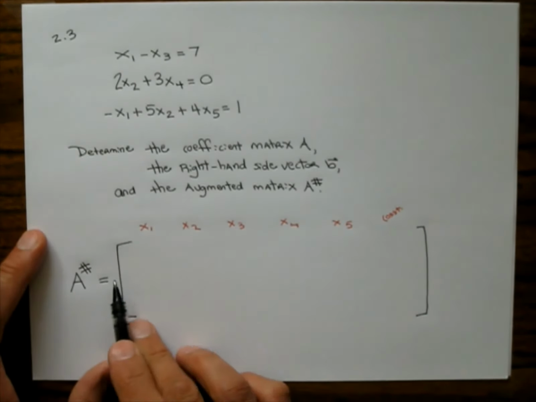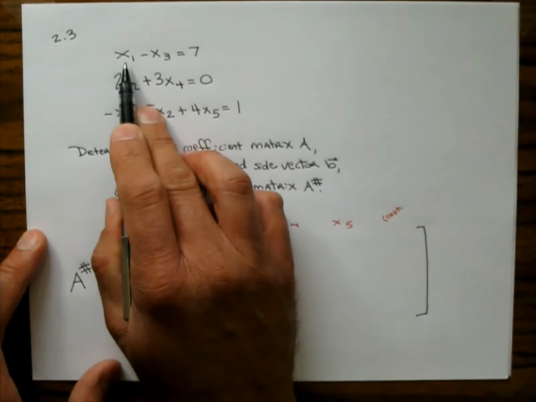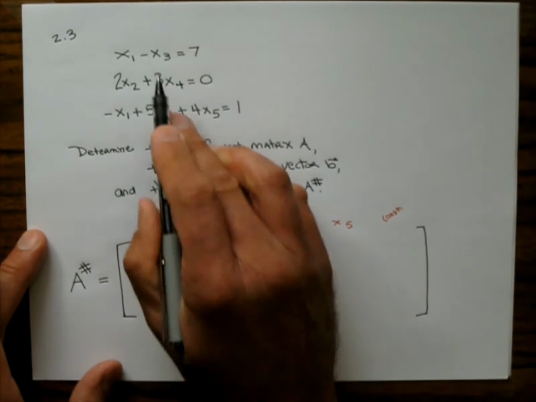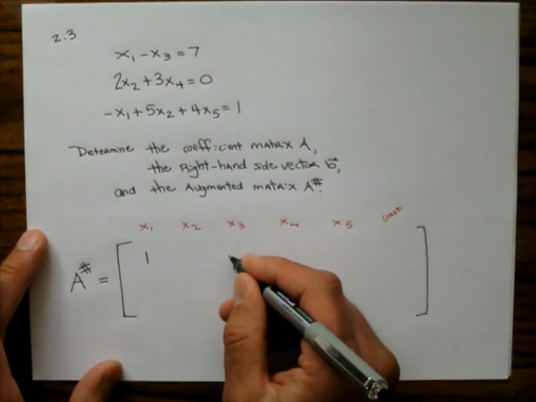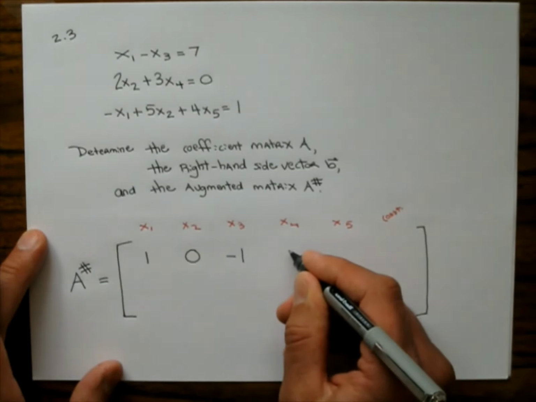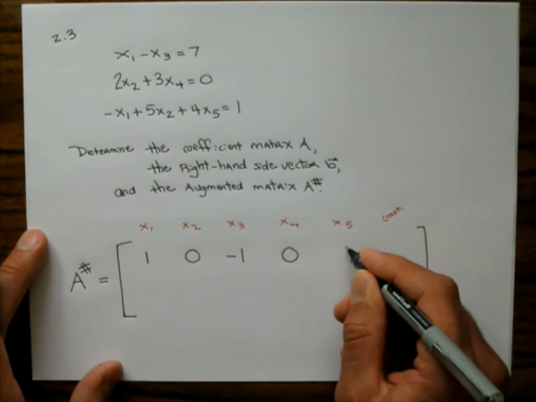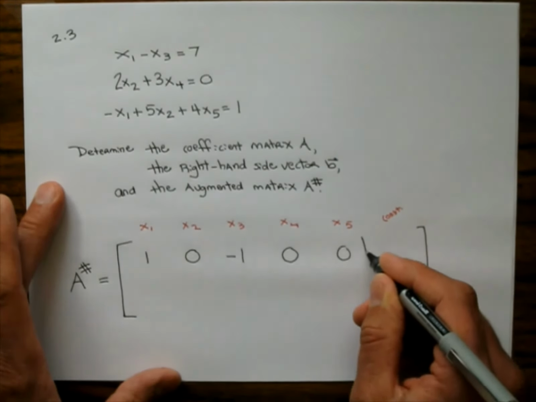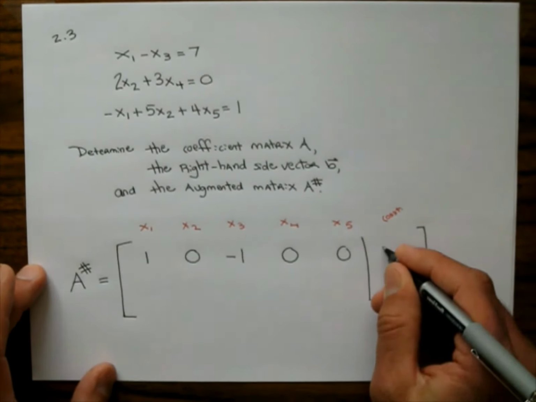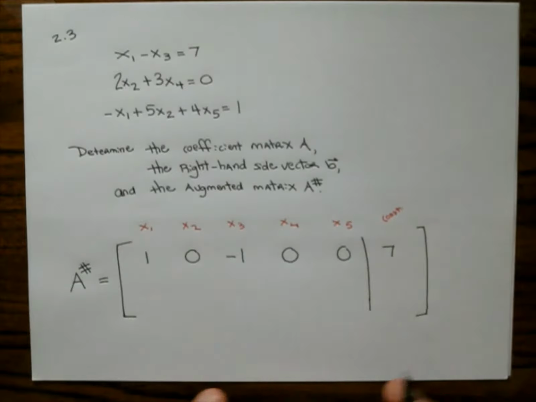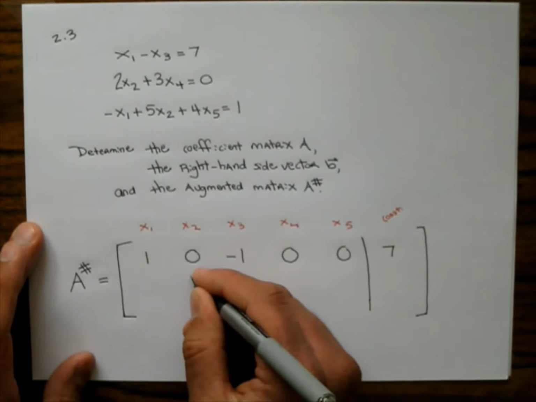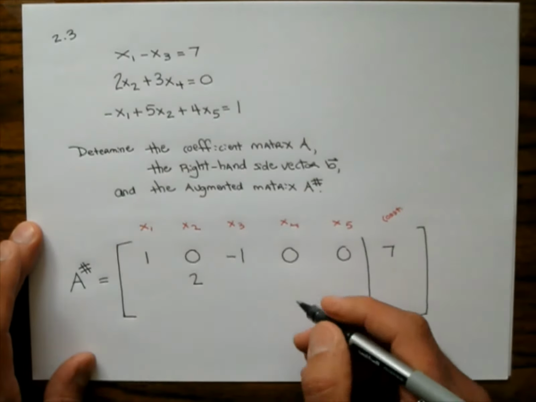Okay, so the first equation says x1 minus x3, or 1x1 minus 1x3, which would mean the rest of these guys right here are zeros, the variables, and then here's your equal sign, and the constant is 7. Okay, let's take a look at the next equation. It says 2x2 plus 3x4.